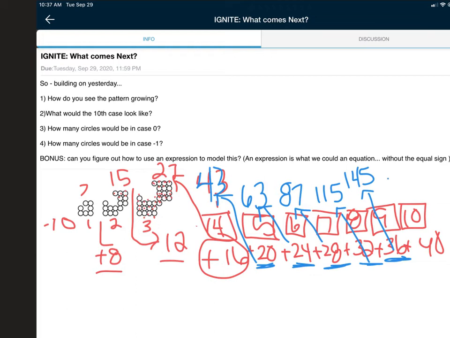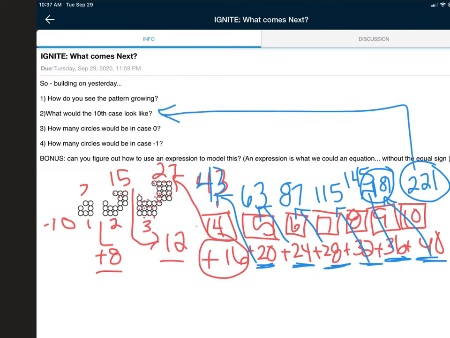So I get, I think it's 181. You guys can use a calculator. I don't feel like it. Then I'm going to add 40 to 181, and that is going to be 221. So that is my case 10. So that would actually be the answer to number 2, right?